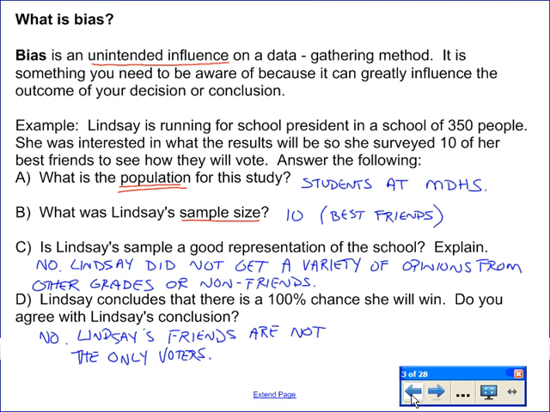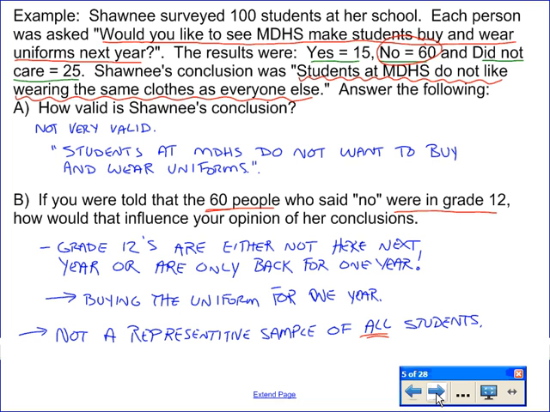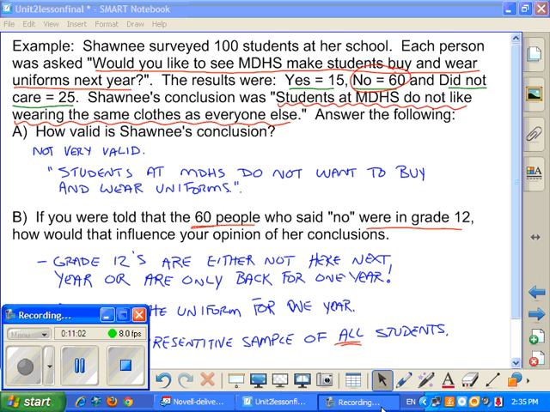So in Lindsay's example, the bias was she asked one certain group. She just asked her best friends. With Toyota, the situation changed as we went, but the bias depended on what information they collected. And Shawnee's bias was that she only interviewed certain people in the B part. She only interviewed people that were in grade 12. So it changes the opinion or your results from each of these surveys.